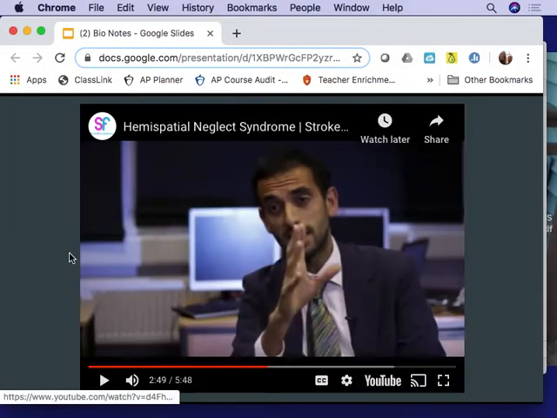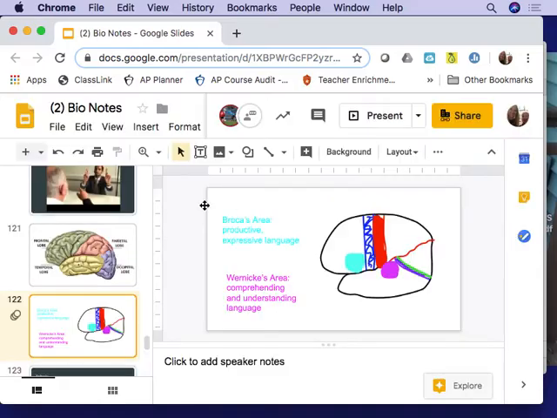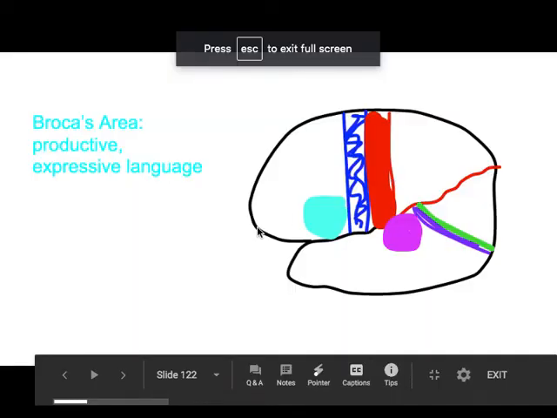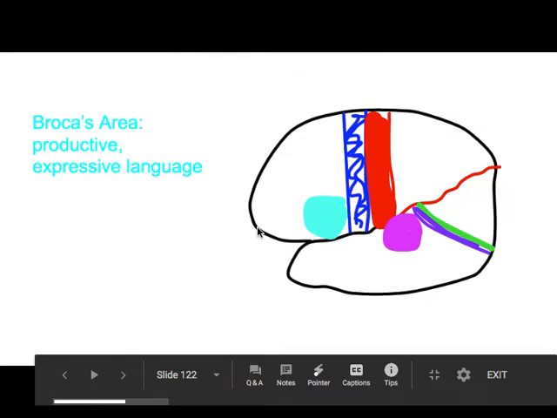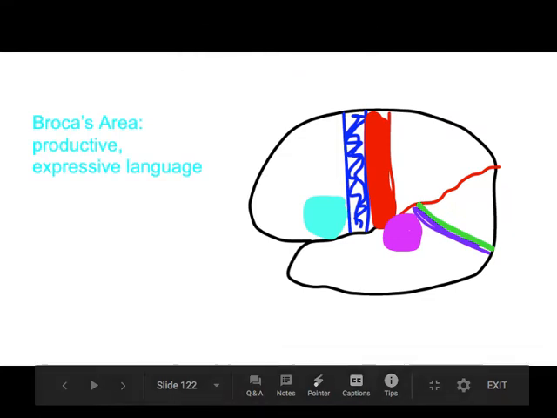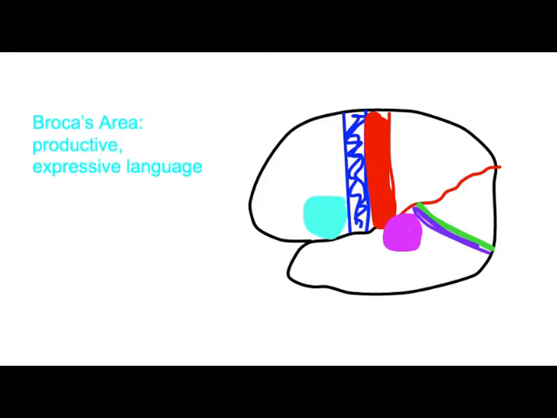Okay. All right. So let's go to some other things then with the brain. Okay. And we're going to talk about language and then look at language deficits. So the first one is Broca's aphasia, and Broca's area, and that is in the frontal lobe. So that's that light blue. Broca's area is the productive expressive language. So you raise your hand, you ask me a question, that's your Broca's area. You have a conversation with friends and you're able to talk, Broca's area.